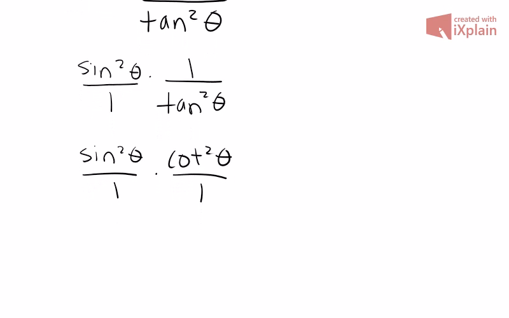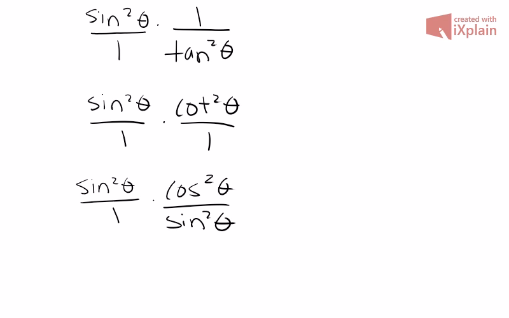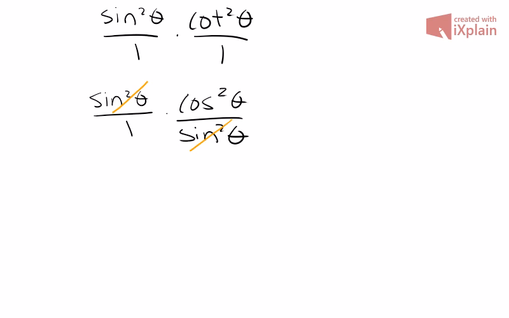And I can use my quotient identity to change my cotangent squared theta to cosine squared theta over sine squared theta. So I actually use my reciprocal identity before I split it up into sine and cosine. So here, I can cancel out my sine squared thetas, and I am left with just cosine squared theta. Can't get any simpler than that, so I am done. Let's do another one.